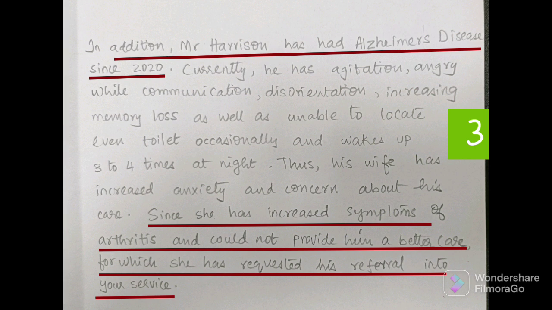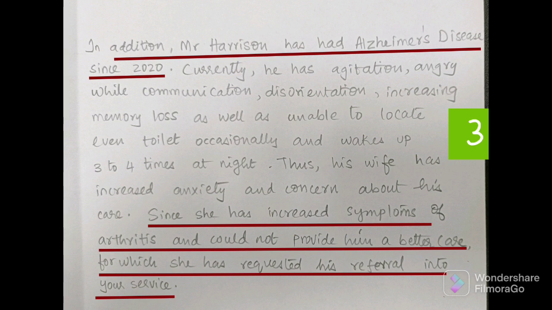Then you can write the patient's wife's concern. Thus, his wife has increased anxiety and concern about his care. Since she has increased symptoms of arthritis and could not provide him better care, she has requested his referral into your service, because this is a request from his wife, not from our side. That's why we are writing, since she has increased symptoms of arthritis and could not provide better care for him, she has requested his referral into your service.